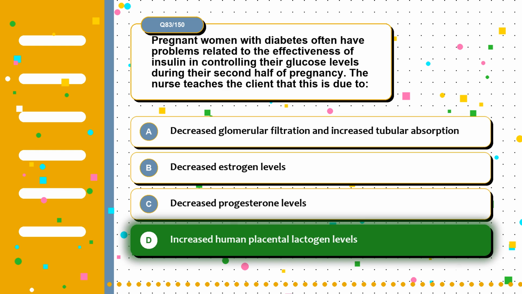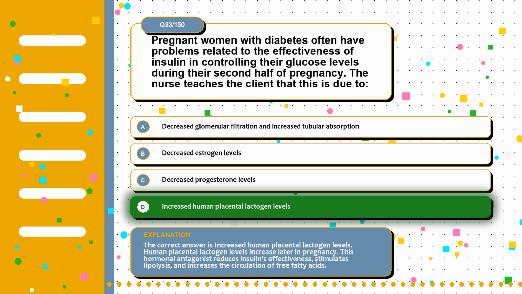The correct answer is option D, increased human placental lactogen levels. Human placental lactogen levels increase later in pregnancy. This hormonal antagonist reduces insulin's effectiveness, stimulates lipolysis, and increases the circulation of free fatty acids.